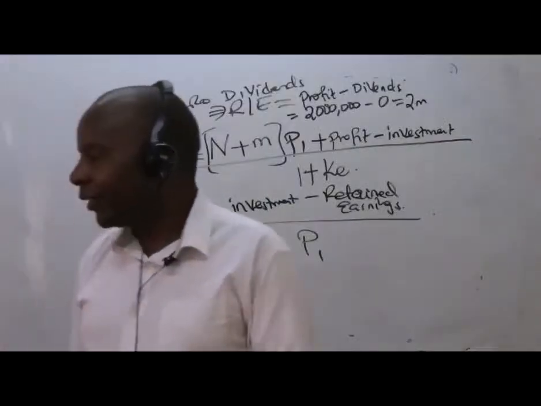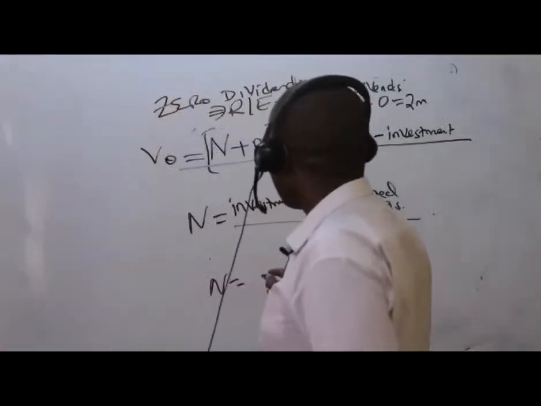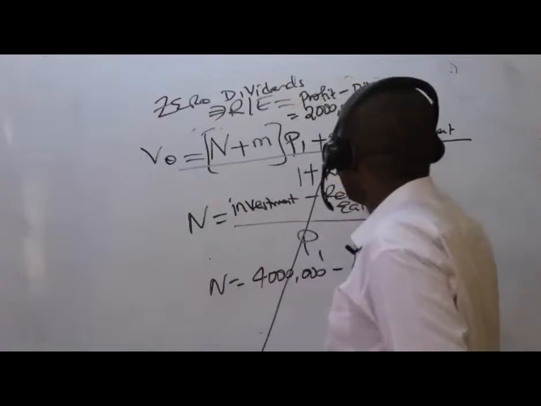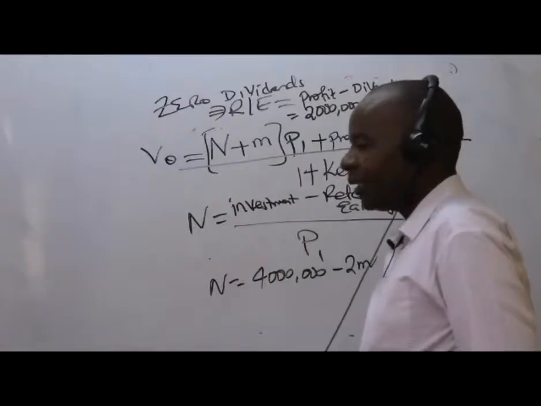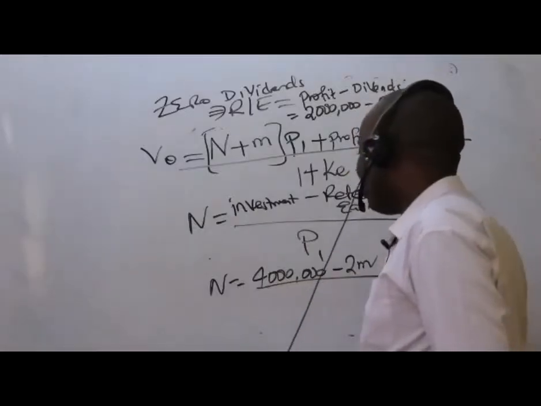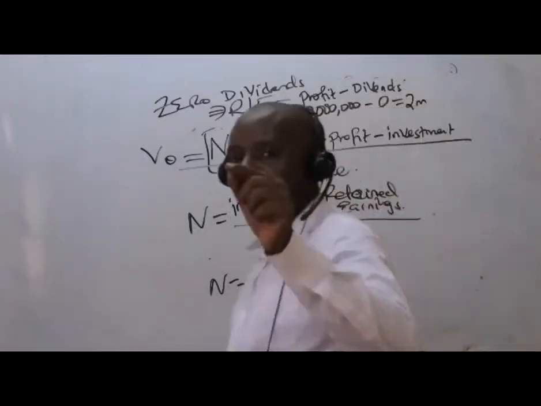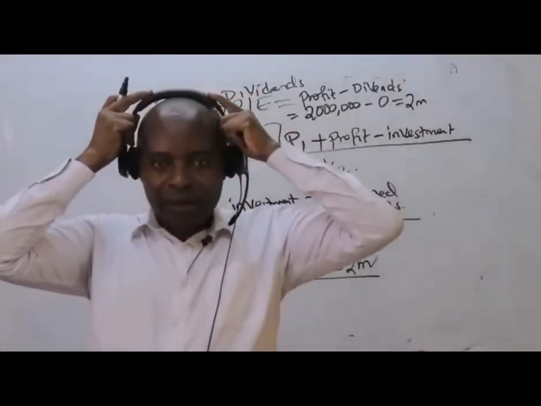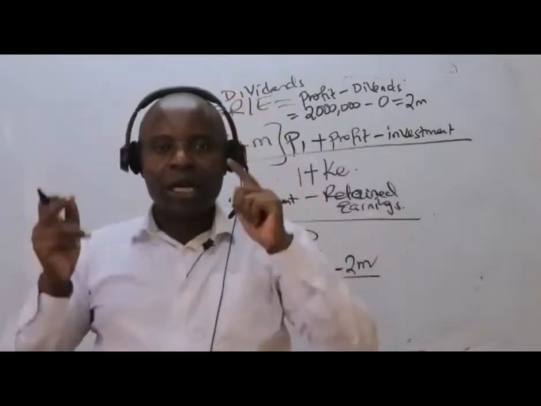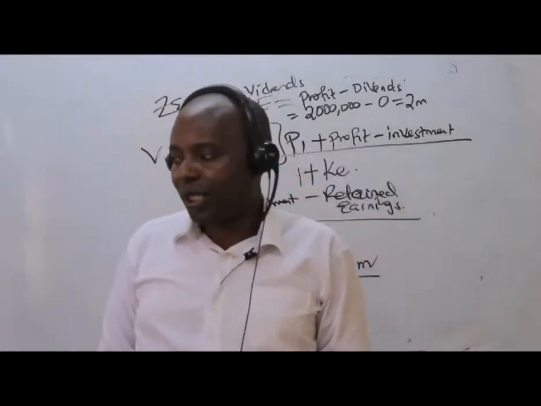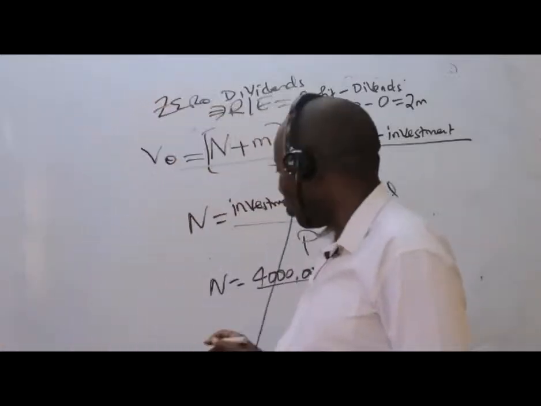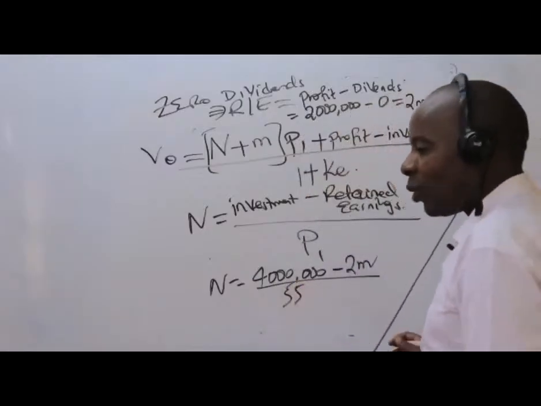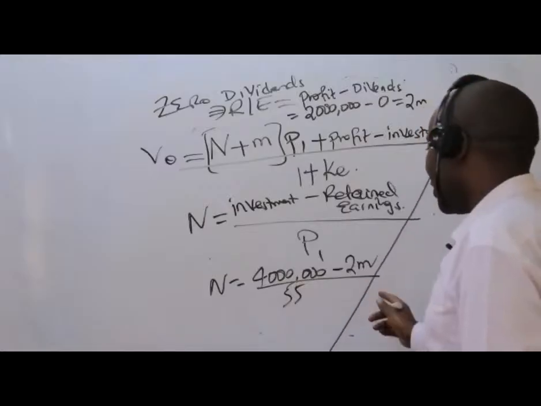I like it that way. So the new investment, we have here 4 million. Retained earnings, we have 2 million, all over P1 for zero dividends policy. Could you kindly remind us what was our P1 for zero dividends policy? P1 was 55. So could you kindly give me an answer here?